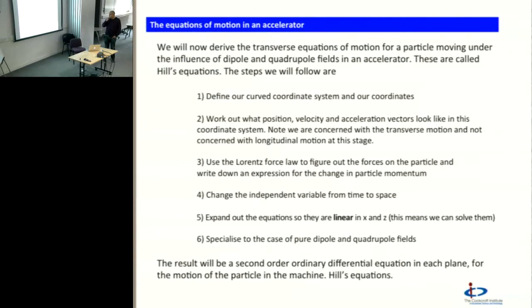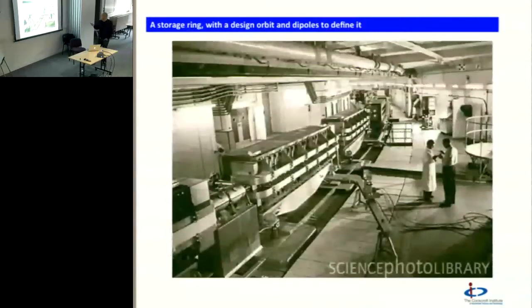The result will be a second order ordinary differential equation for each plane for the motion of the particle in an accelerator, and they're called Hill's equation. So it'll describe the motion of something like this. This is actually the PS at CERN, part of the LHC injector chain. You can see the dipoles, you can see the quadrupoles, and our equations of motion, deceptively simple looking, I think, on paper, describe the motion of the protons going round that accelerator.